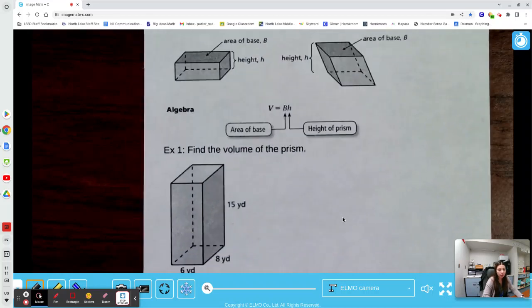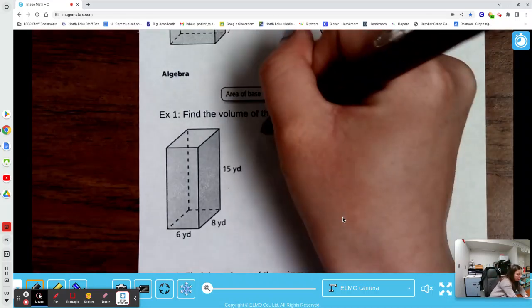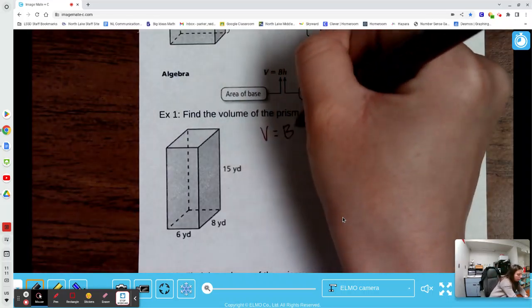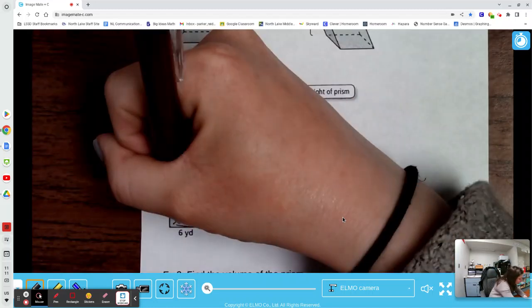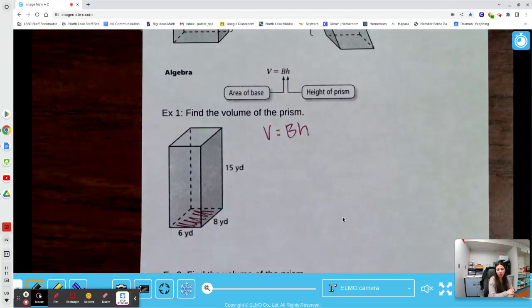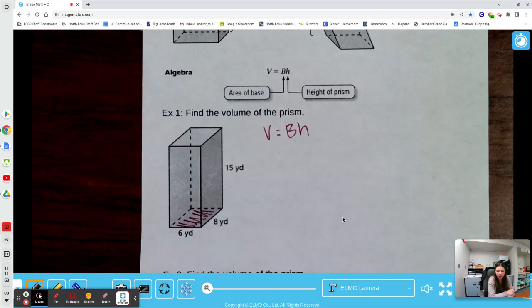So let's go ahead and try example 1, find the volume of the prism. So I'm going to take my formula, volume equals area of base times height. First, I need to identify what the base is. So the base is going to be this rectangle right here. Depending on the way they draw this, the base could be a different rectangle too. So rectangular prisms are kind of a little bit different because any of those faces could really be the base. It just depends on how we draw it.